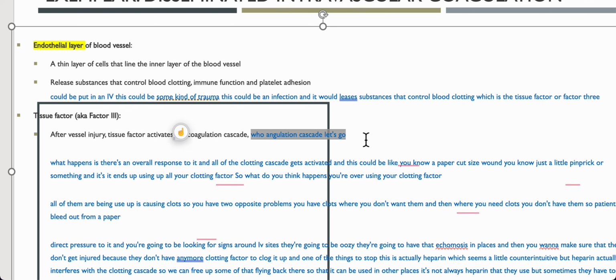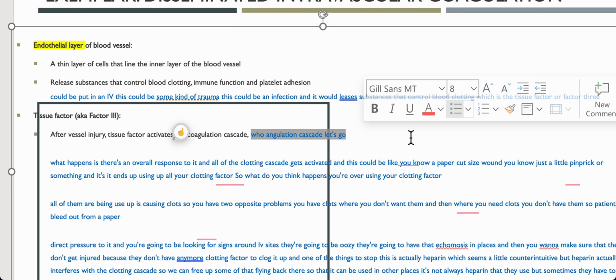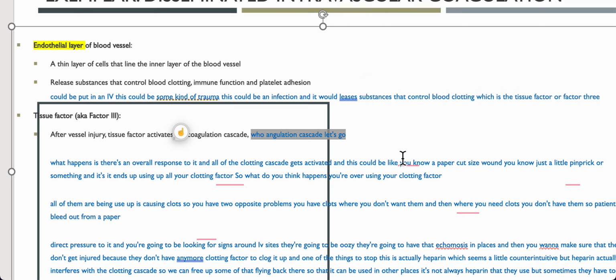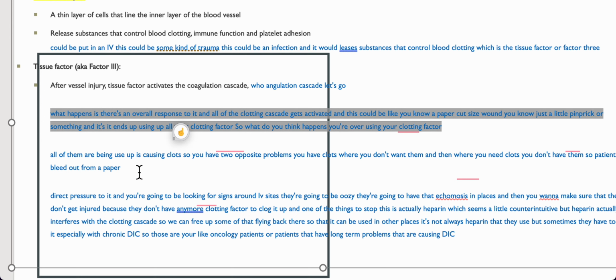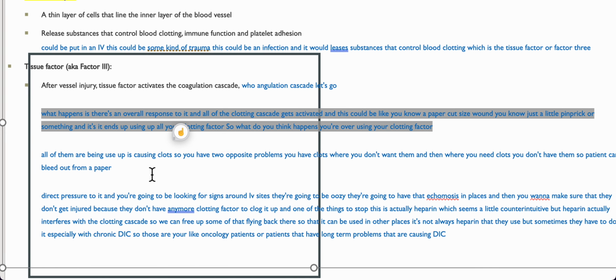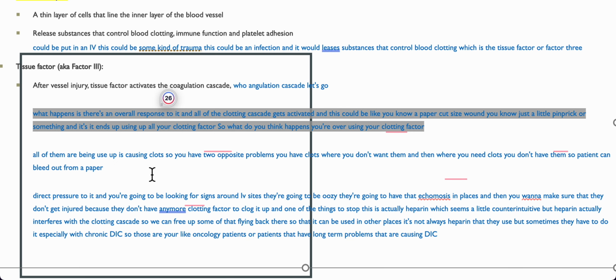After vessel injury, tissue factor activates the coagulation cascade. Coagulation cascade, let's go. What happens is there's an overall response to it, and all of the clotting cascade gets activated, and this could be a paper cut size wound, just a little pinprick or something, and it ends up using up all your clotting factor. So what do you think happens?